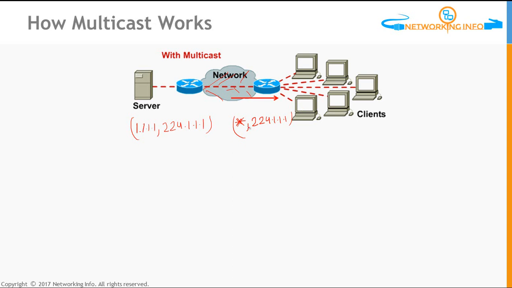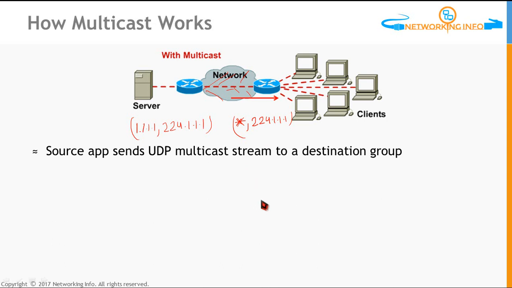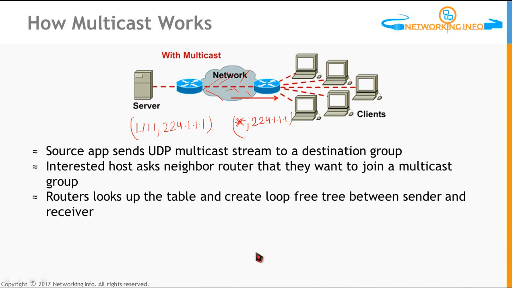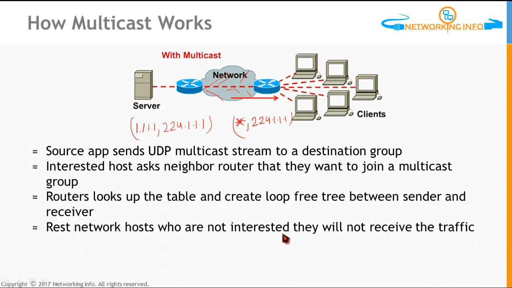This is an example of that. The source application starts sending to a group. Group means whoever is interested will join this group and start listening to that traffic. Then the router will create a loop free path between server and receiver, so there is no loop and traffic can go without any issue. And the rest of the devices that are not interested will not receive this stream.